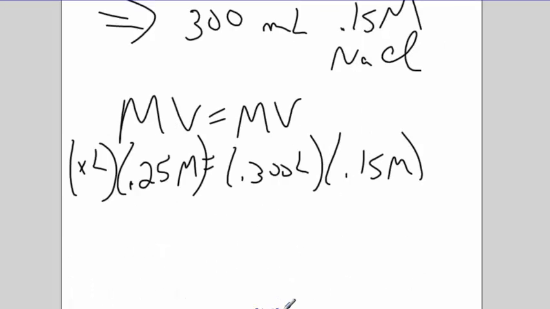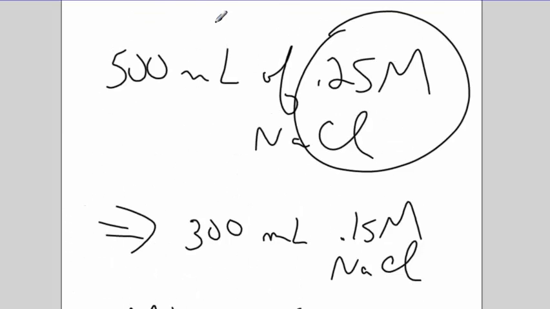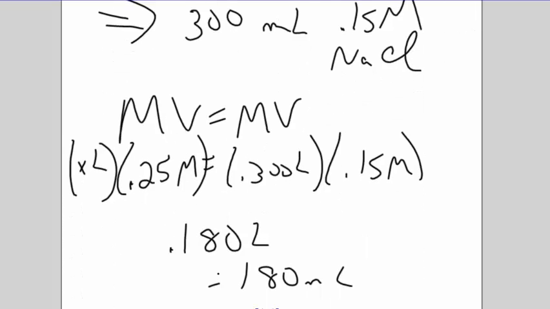So now once again, I take out my handy dandy calculator. 0.300 liters times 0.15 divided by 0.25 gives me 0.180 liters, which is 180 milliliters. So that means I would take 180 milliliters out of that original 500 milliliter solution, put it in a new container, dilute it up to 300 milliliters, so add 120 milliliters of water to it, and then I would have 300 mils of my 0.15 molar solution.